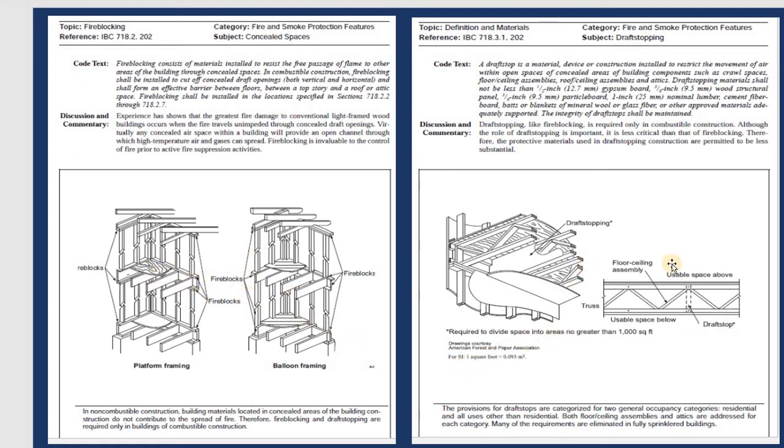This is the draft stop, and the other thing, when you see the truss system, the draft stop is right there at the center to make sure that it's on the layer between the ceiling. They have the usable space below, and they have a floor ceiling assembly, and between them they have some draft stop, and this one of course is required. If it is no greater than 1000, they need to install the draft stop between them.